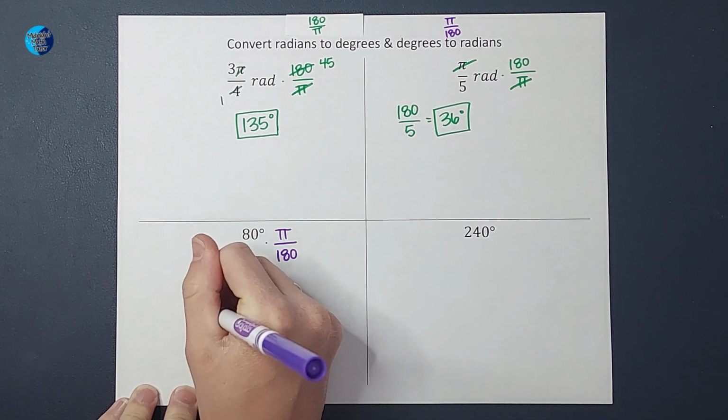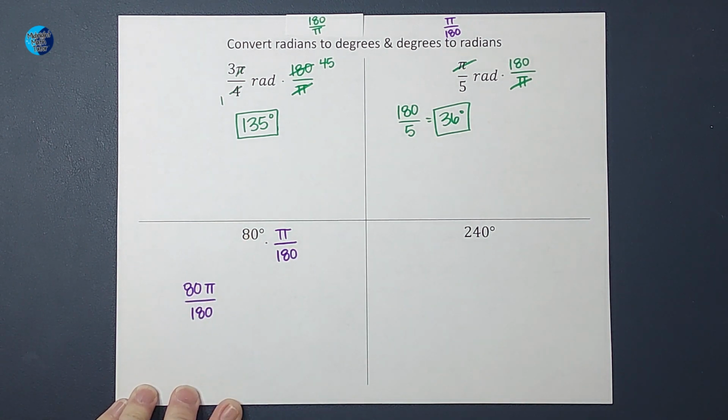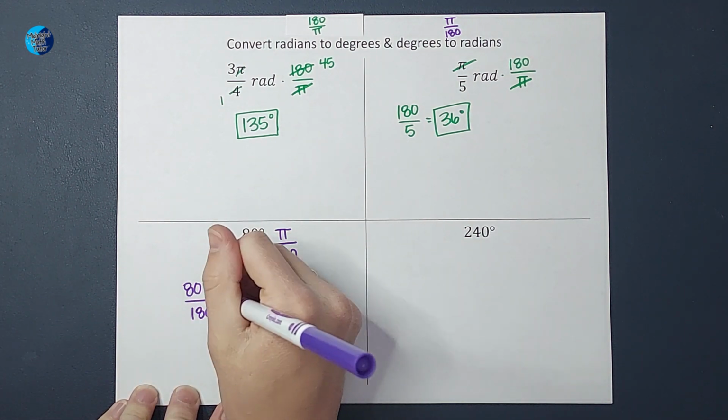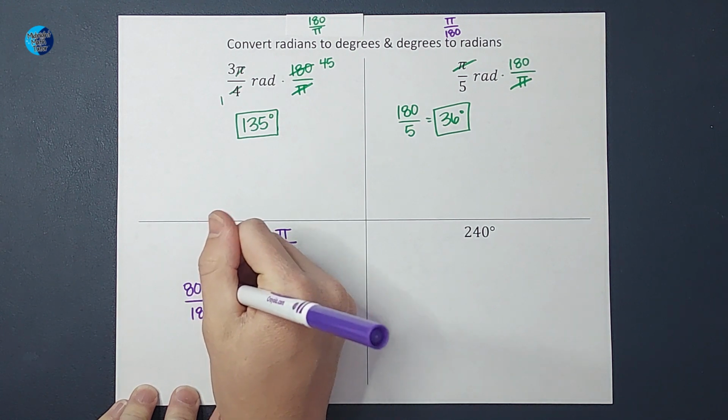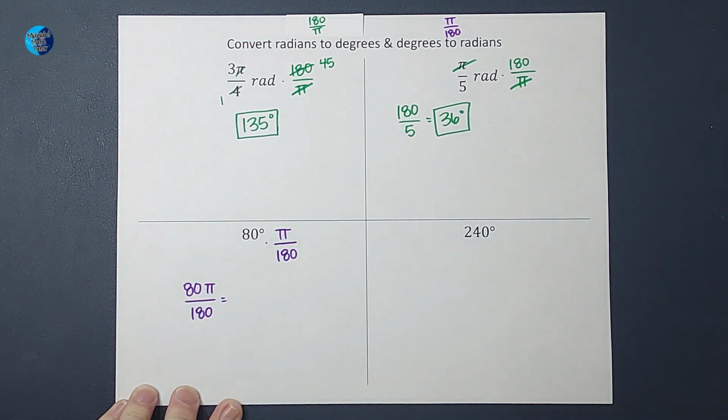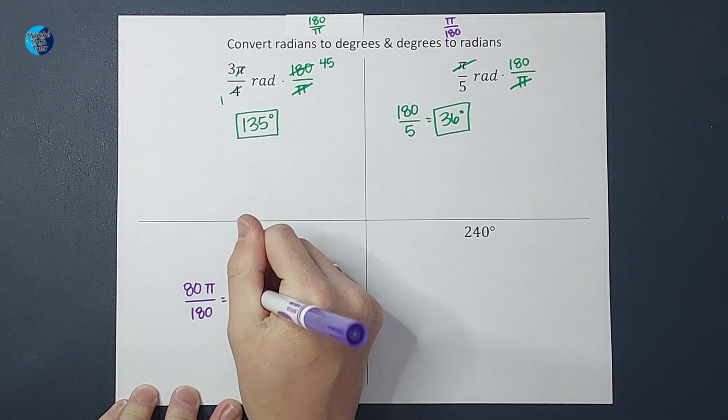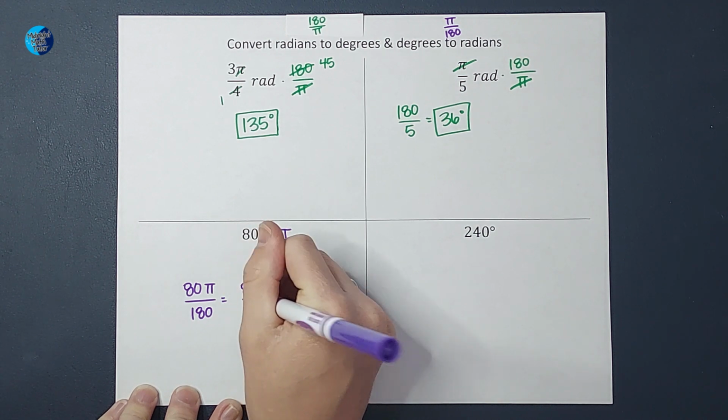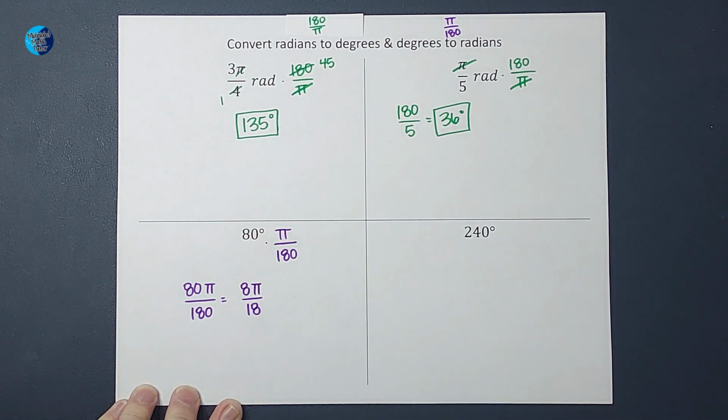over 180. And then I'm going to simplify this fraction down. If you need a reminder on simplifying fractions, I'll link a video for you in the corner. So the way my brain works, I would first divide both the top and the bottom by 10. Which would end up giving me 8 pi over 18.